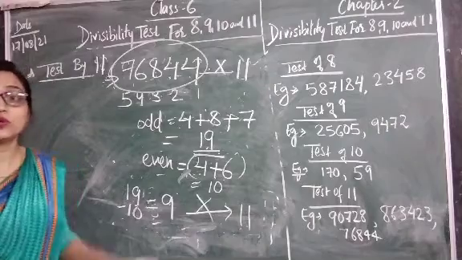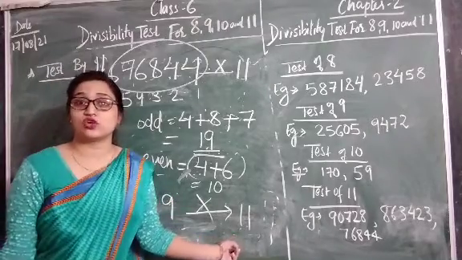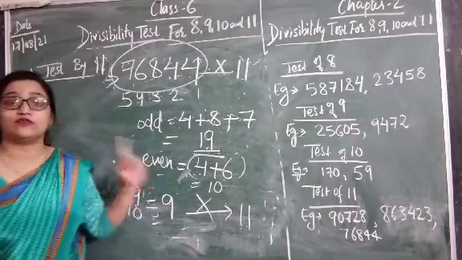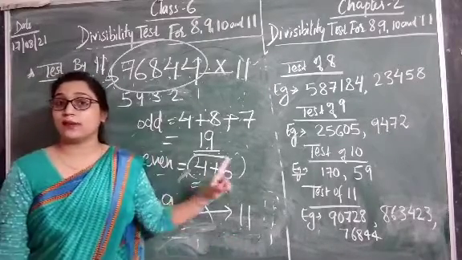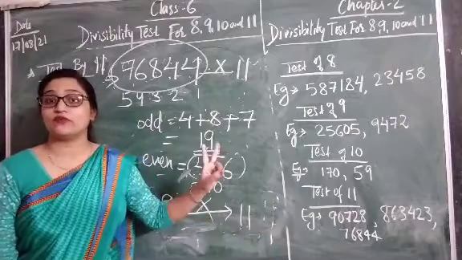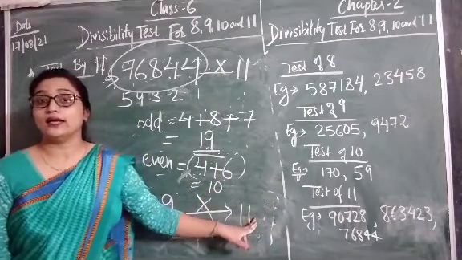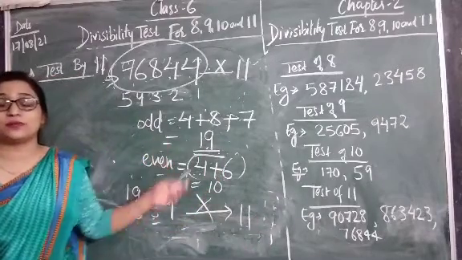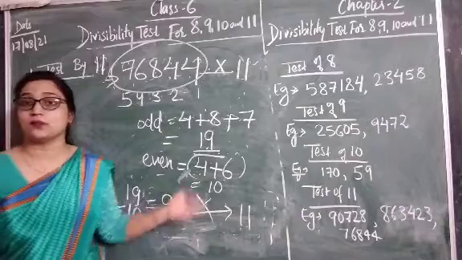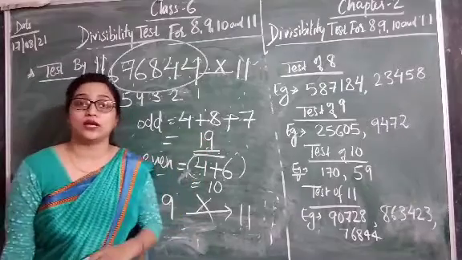So two things you have to remember in the test of 11: first, the difference should be divisible by 11, and second, it should be 0. If it is not so, that means the given number is not divisible by 11. Okay, thank you.